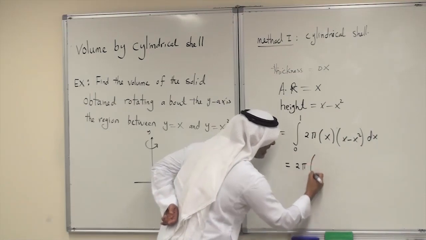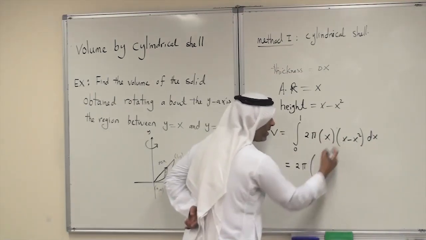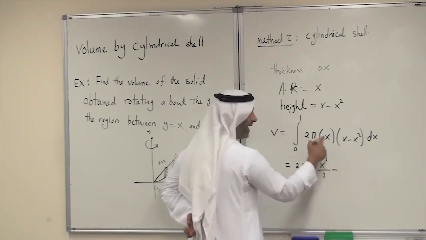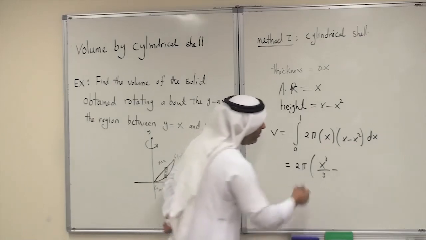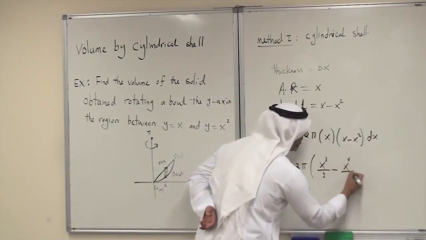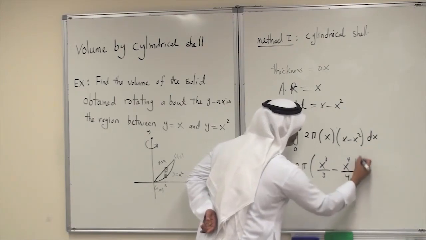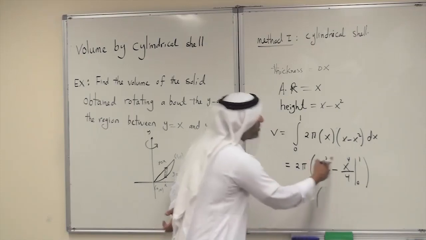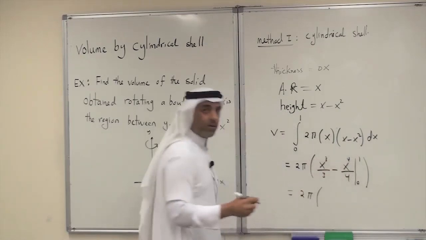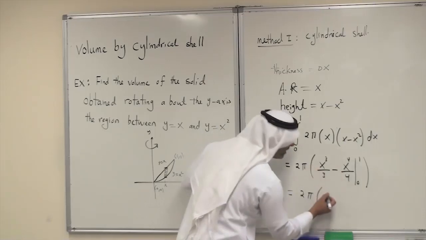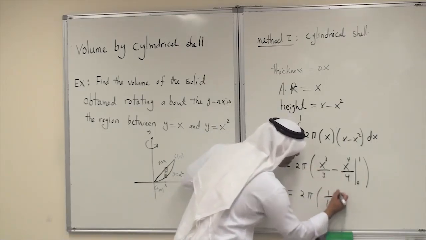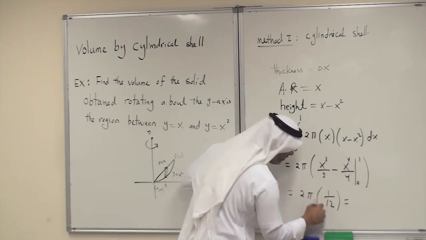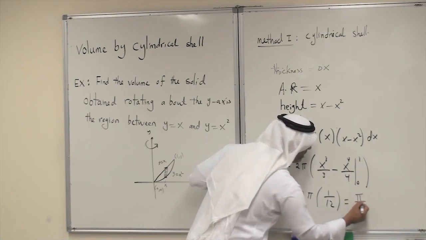So this is equal to 2 pi. Then I will just multiply and integrate. x by x is x squared. When I integrate, I get x cubed over 3, minus x times x squared, that is x cubed, which integrates to x to the power 4 over 4, evaluated from 0 to 1. If you substitute 1, you get 1/3 minus 1/4, which is 1 over 12. At 0, both of them will be 0. So I have 2 times 1 over 12, that is 1 over 6. So the final answer is pi over 6.